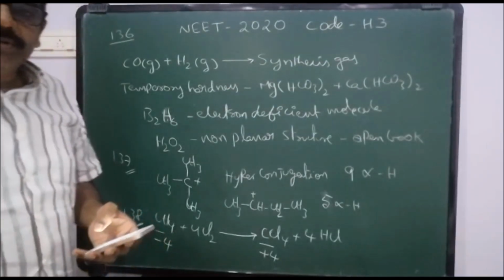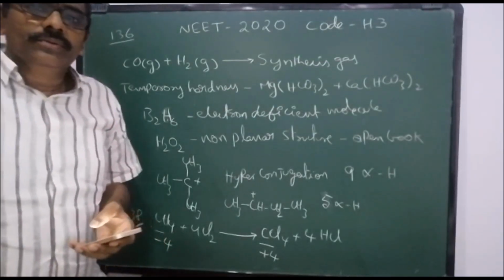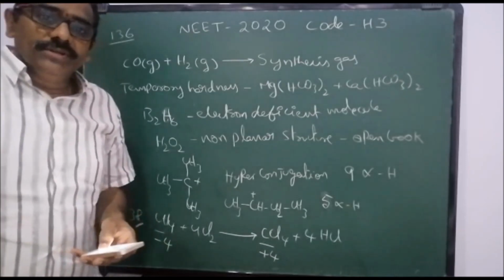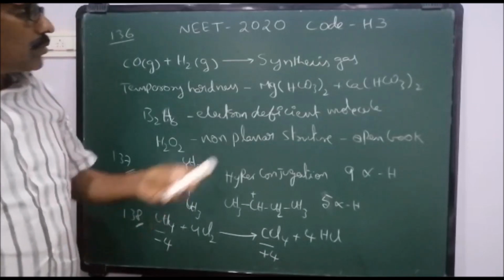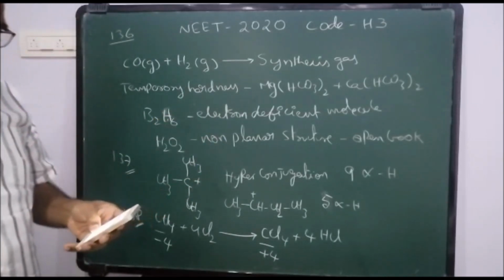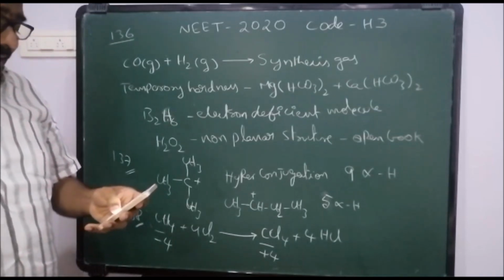Today I am going to discuss the solutions of the NEET 2020 paper. The subject is chemistry. The first one, the code is H3. The first question, 136. Match the following and identify the correct options.